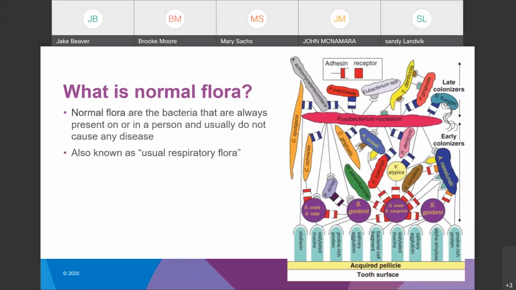When you get your culture results, sometimes it will say there's normal flora or usual respiratory flora. That's the bacteria that are always present on or in a person and usually do not cause any disease. And with the advent of modulator therapy, more and more of our cultures are coming back with usual respiratory flora.